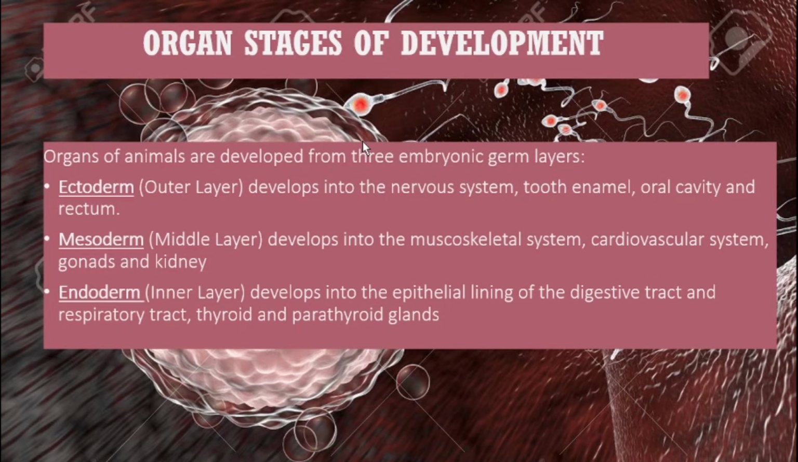For my part, I'm going to be explaining about the organ stages of development. As Akila has explained just now, in gastrulation, three embryonic germ layers are formed, which are the ectoderm, the outer layer, mesoderm, the middle layer, and endoderm, the inner layer. So these layers will later on evolve and develop into organs.